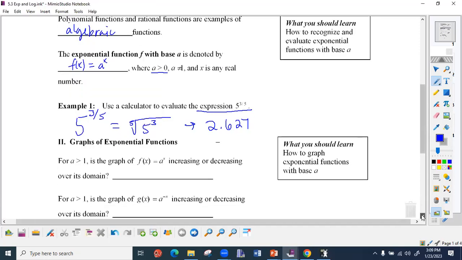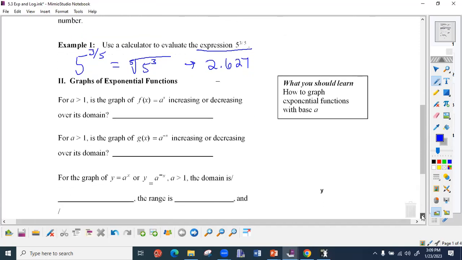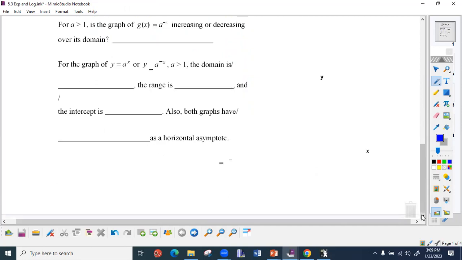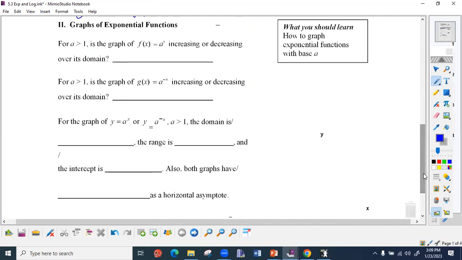Now, going to the parent function of the exponential. Ignore the fact that your X and Y axes are drawn there. I didn't realize after I printed the notes that your coordinate plane did not print along with it and it shifted down. So just ignore those, but you're supposed to have a coordinate plane drawn here. If you don't mind, draw a coordinate plane of X and Y, and again, ignore what's already there.